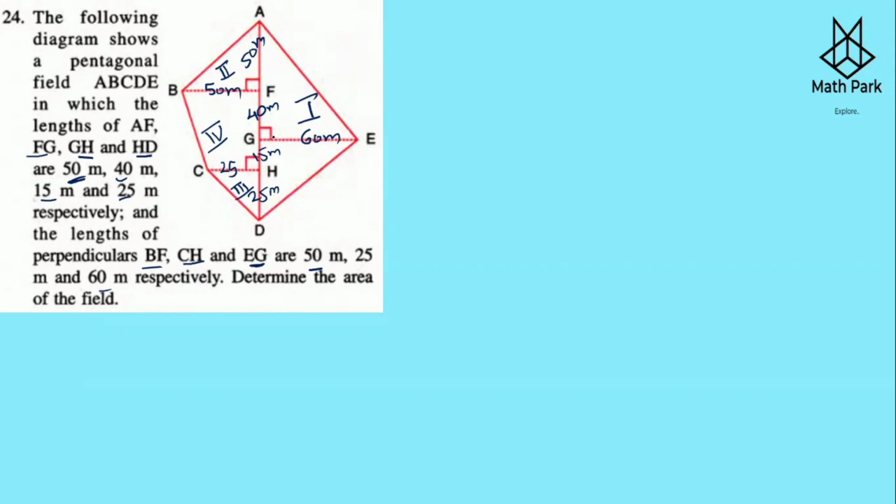So the base of this triangle, that is AD. AD is equal to 50 plus 40 plus 15 plus 25. 50 plus 40 is 90. 90 plus this 15 is 105. 105 plus 25, this is 130 meter is your AD.